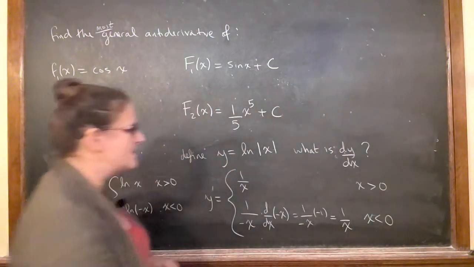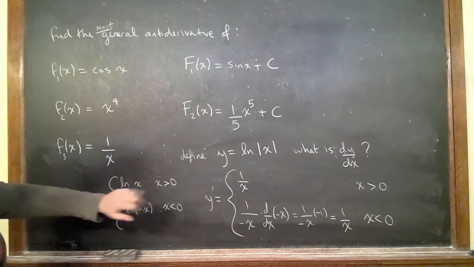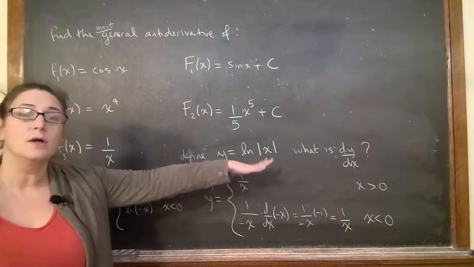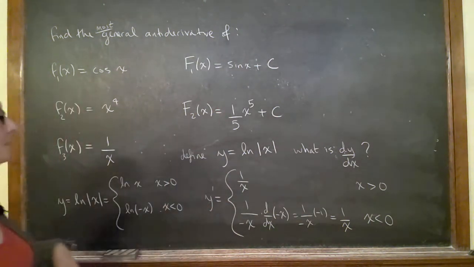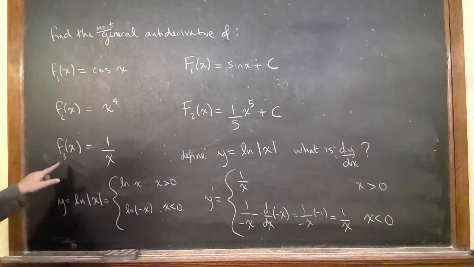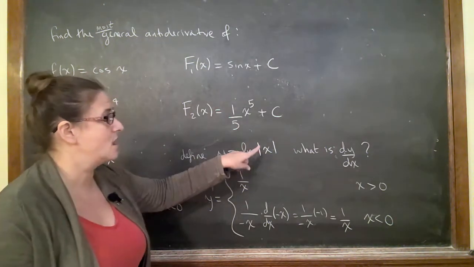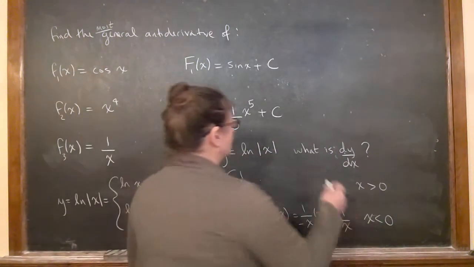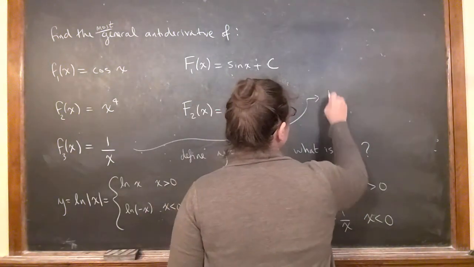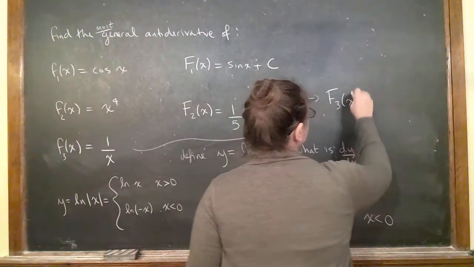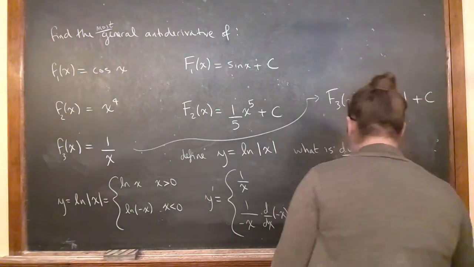So this is a little bit of a special case because we have natural log and we have to take care of making sure that our natural log of our thing is actually defined. But the most general antiderivative of 1 over x is actually going to be natural log of absolute value of x. Okay, so this, my big F3 here, is going to be natural log of absolute value of x plus c.